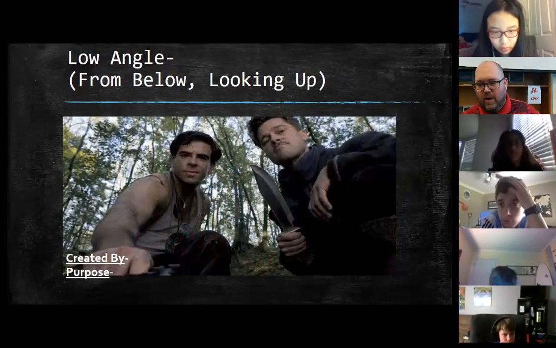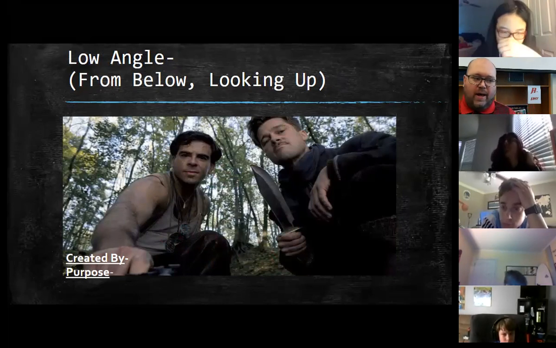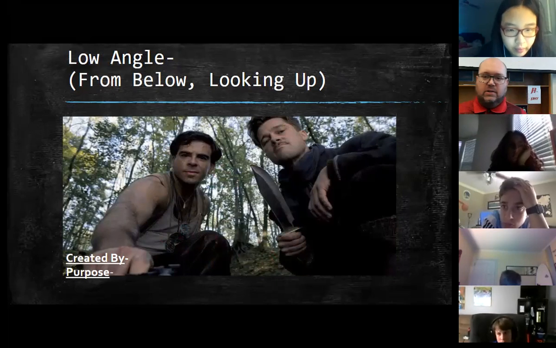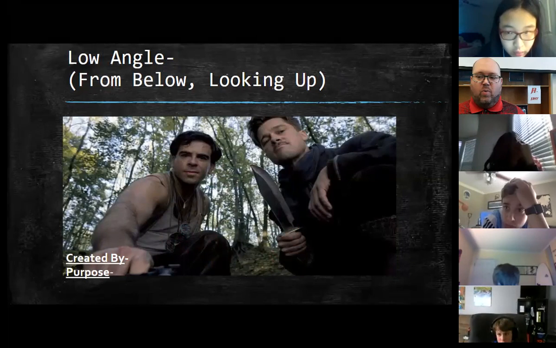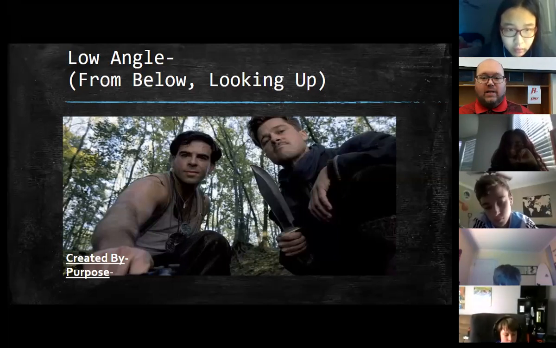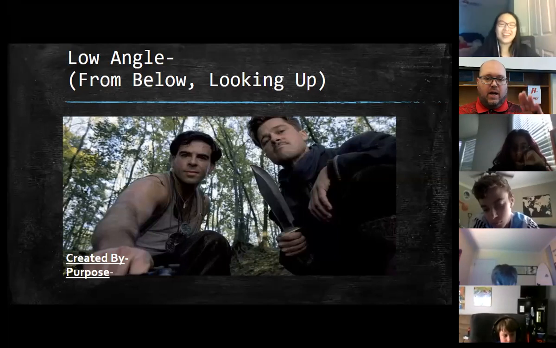Okay, it's a low angle. Christian, how do we create a low angle shot? Look at the picture. By putting the camera below the subjects. And point it where? And point it up. There you go. So it's created by placing the camera directly below the subject and pointing up, or looking up, I guess would be a better way to say that.